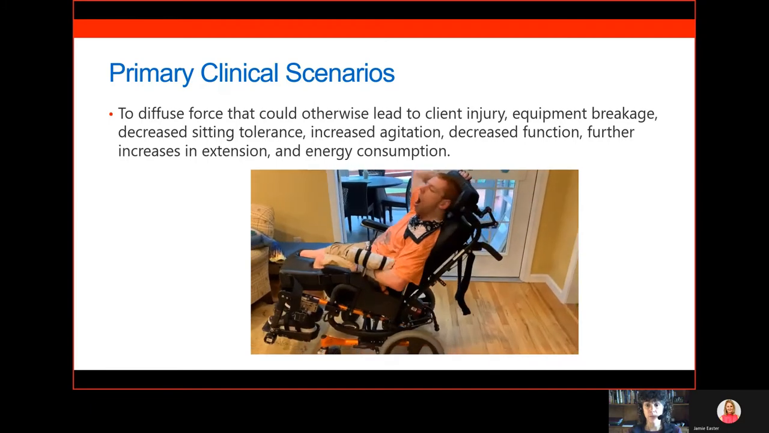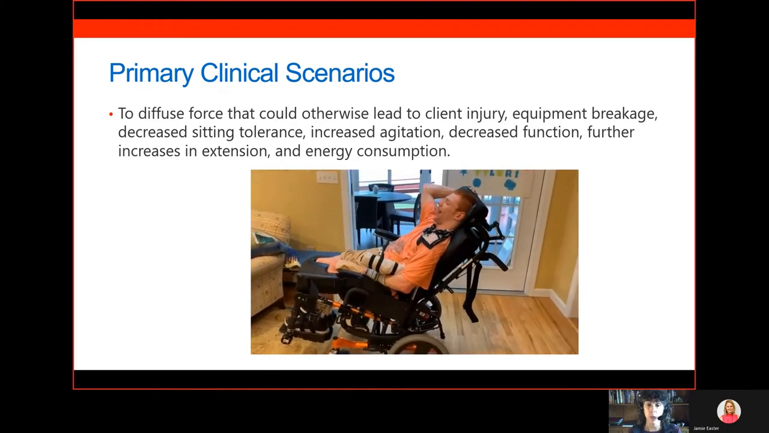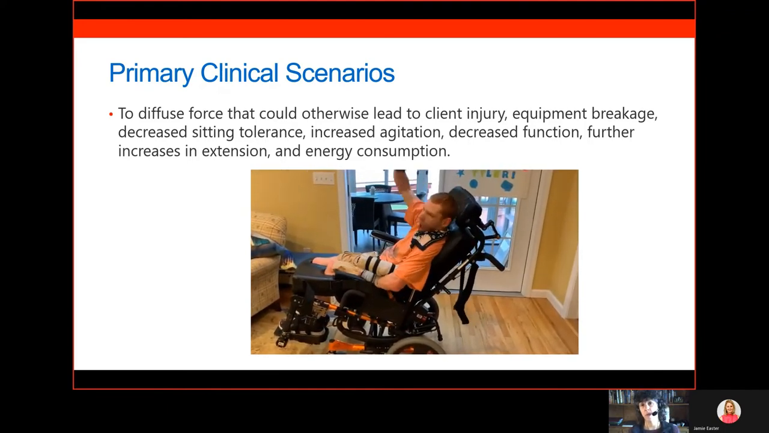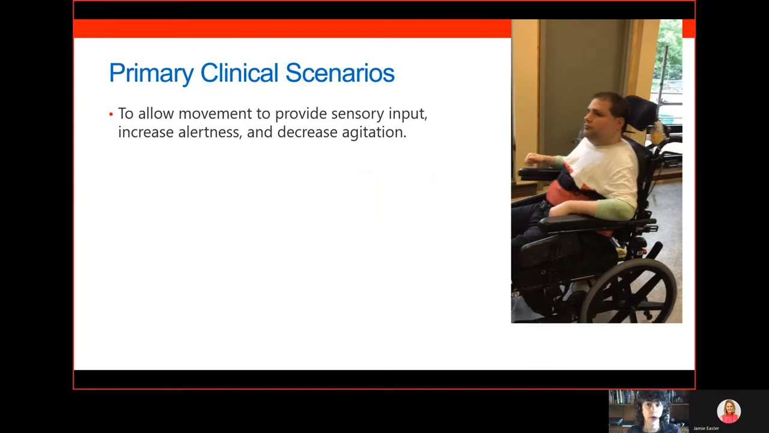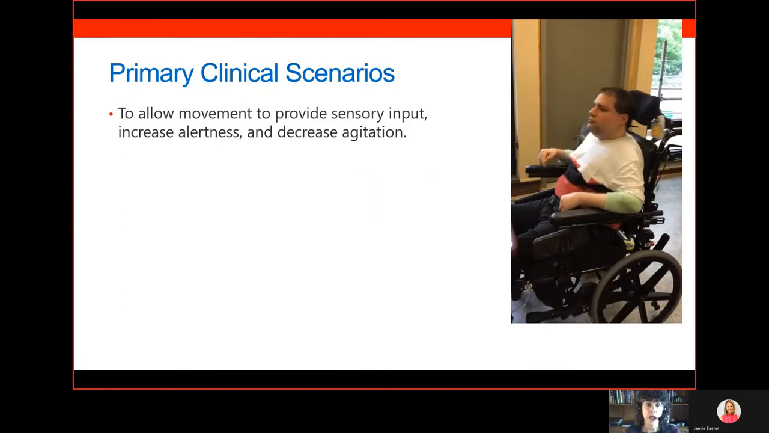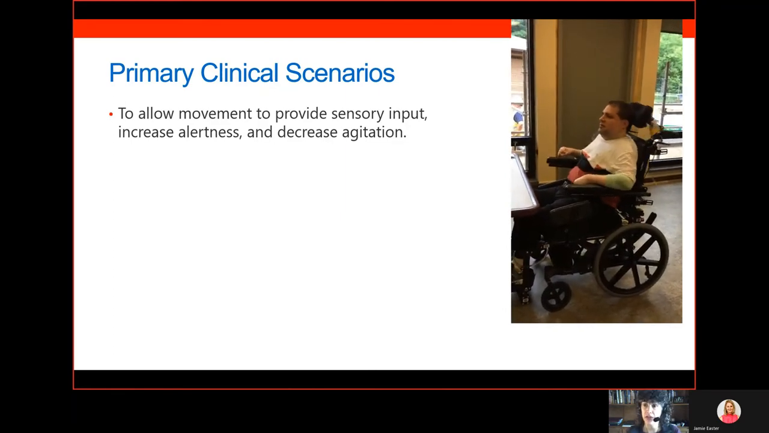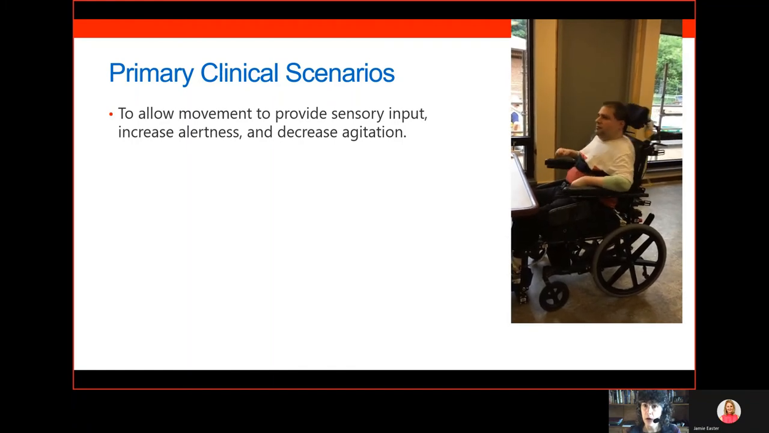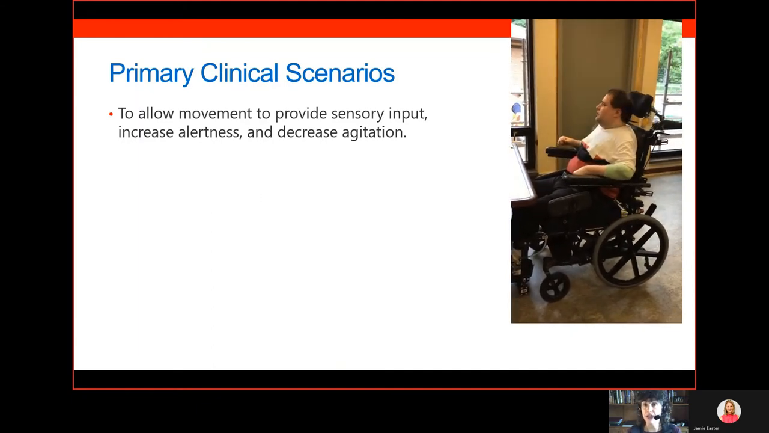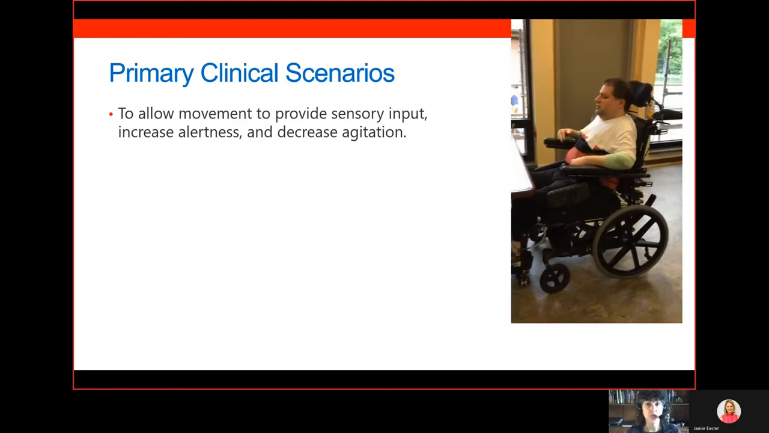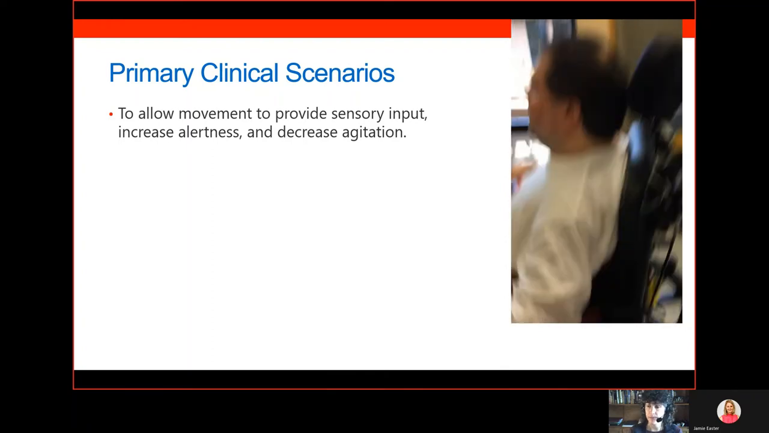Now, he's still moving around, but the seating system is now moving with him, and that leads to these clinical benefits. He tolerates the seating system far better than he did his static system. Our other primary clinical scenario is providing movement. Allowing movement provides sensory input, and this, as a result, can increase alertness and decrease agitation. This gentleman here was very agitated at times in his static seating system as he attempted to rock, but the seating system did not move with him. He really enjoys this movement, and it increases his alertness and decreases his agitation.